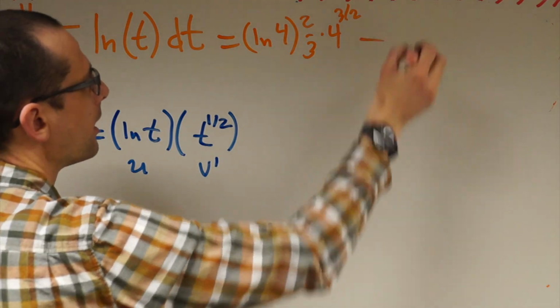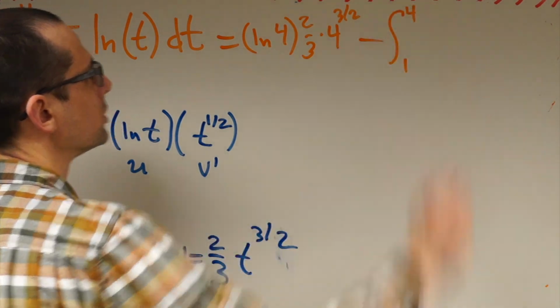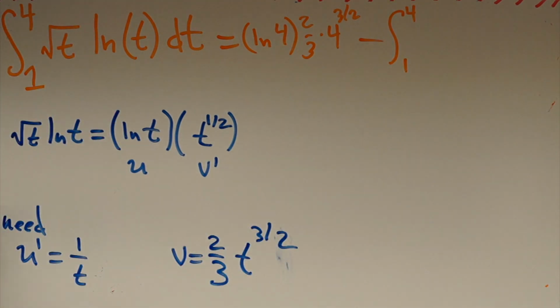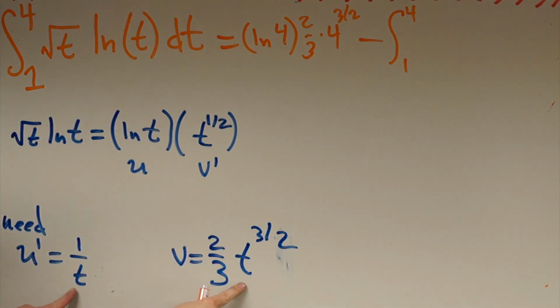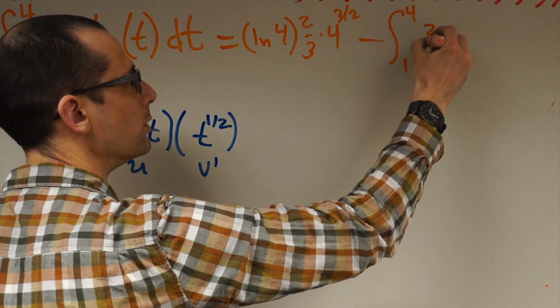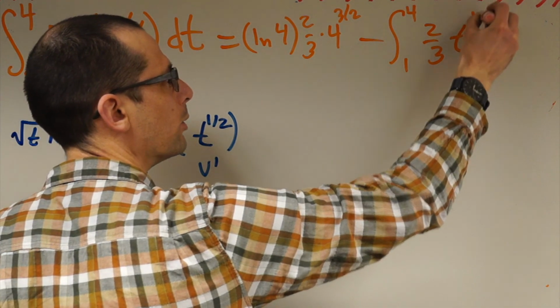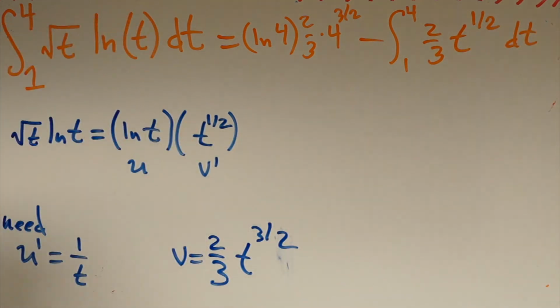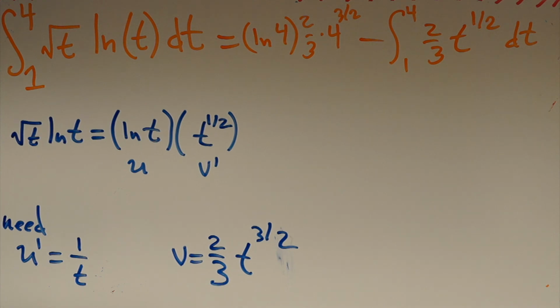Okay, and then we need to subtract another integral, which will go from 1 to 4, just like the first. And this one was a u times a v prime that we started out with. So in the end, we're going to have a u prime times a v, which we can write as 2/3 times t to the power, here's some algebra, t to the power 1/2 dt. So was our integration by parts a success? Is the new integral easier to do than the old one? I would say definitely yes.